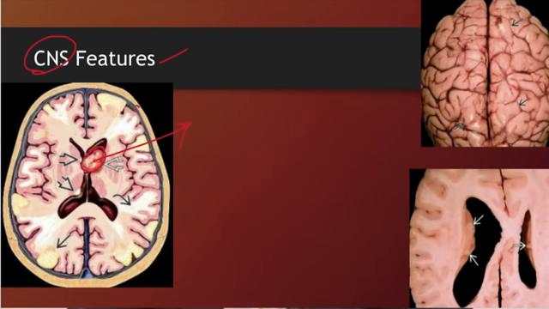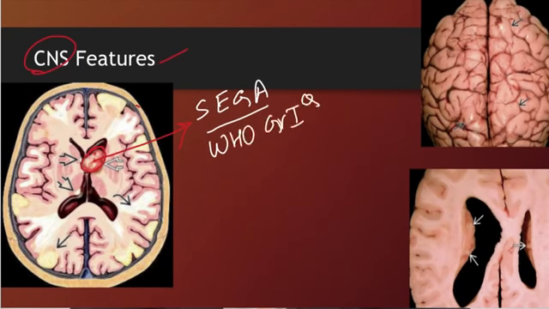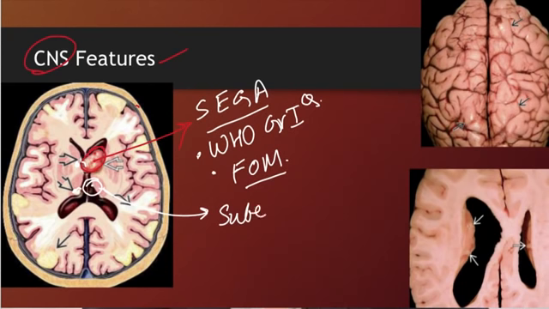This is nothing but SEGA. SEGA is subependymal giant cell astrocytoma. It is a WHO grade 1 lesion which is very important, and the typical location is foramen of Monro and it can cause obstructive hydrocephalus. These are the things you need to know. Next, the second feature that you can see here are these multiple subependymal nodules. This is the second feature, both of which are major features.